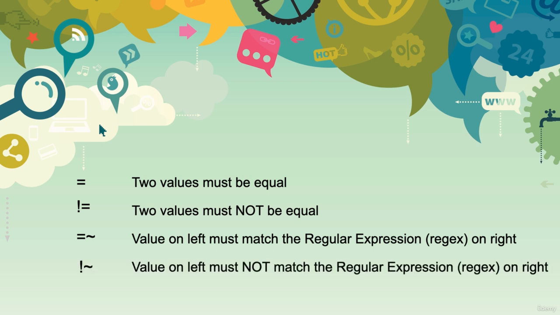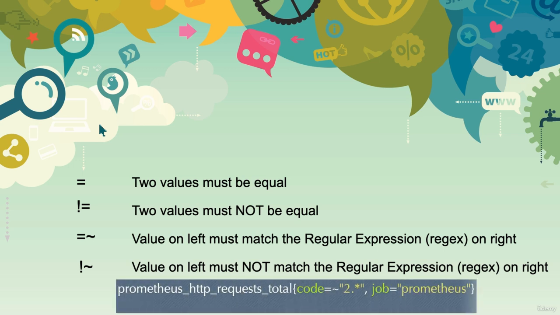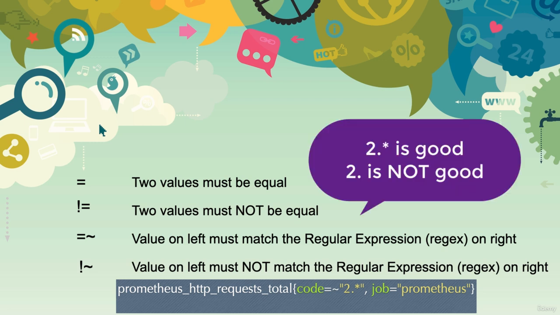And this is the opposite. If you want to say that I have a regular expression and the values must not match this regular expression, you use exclamation mark with that wavy character. So one example is the prometheus_http_requests_total metric, code, which is the label key, equal, and then the wavy character means that we want to compare the value with a regular expression. 2 dot star means that 2, and then whatever comes after 2 doesn't matter.